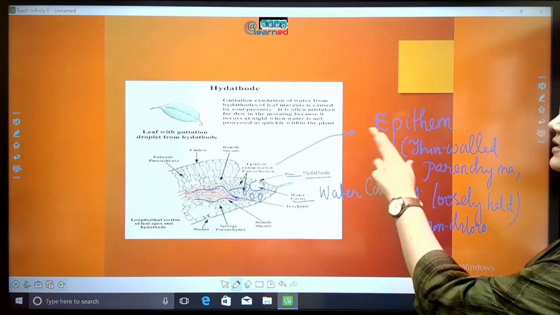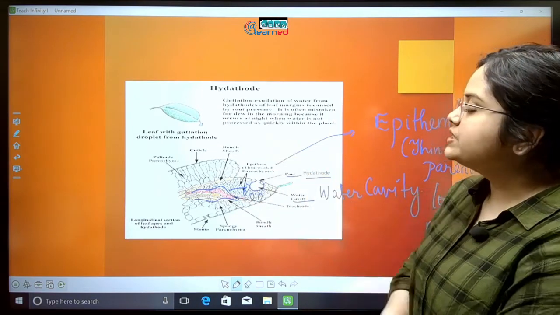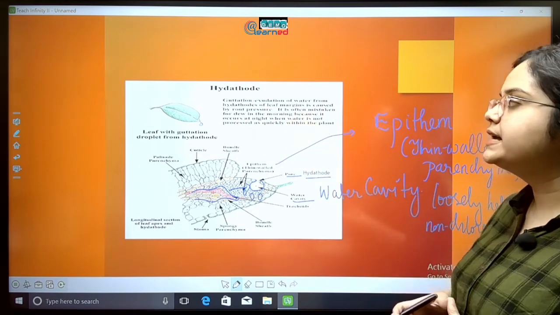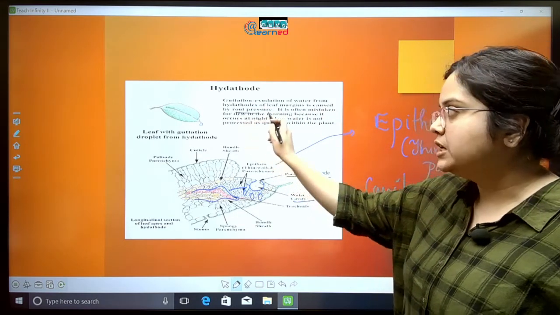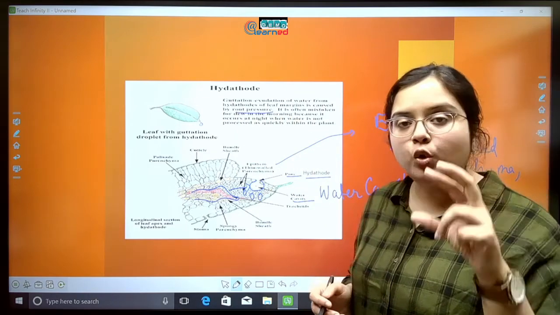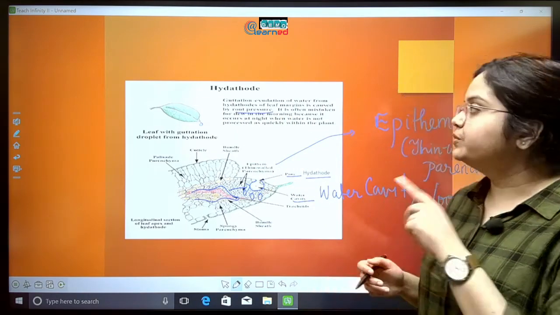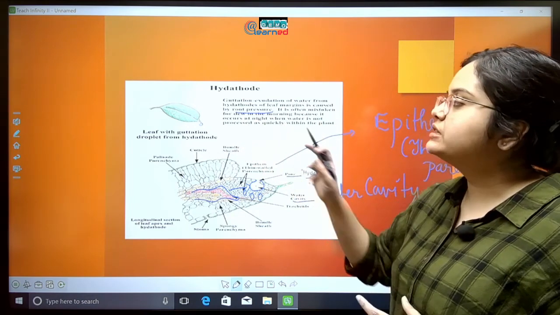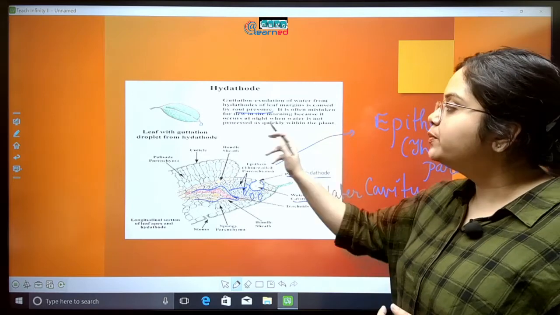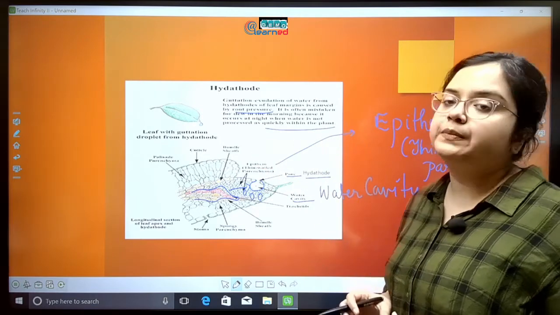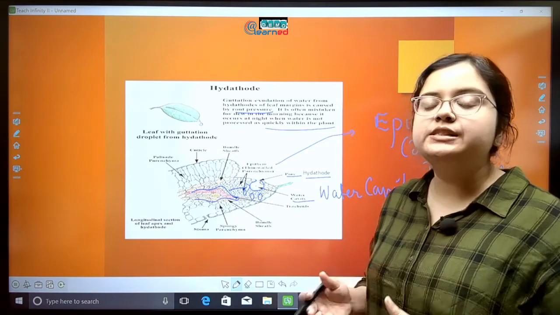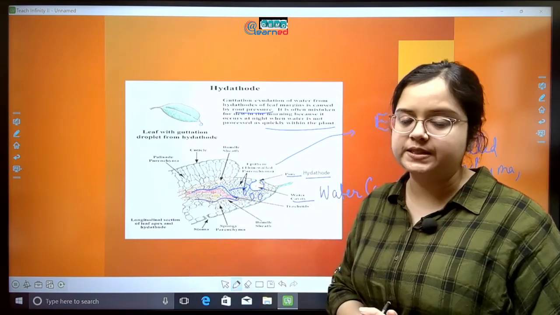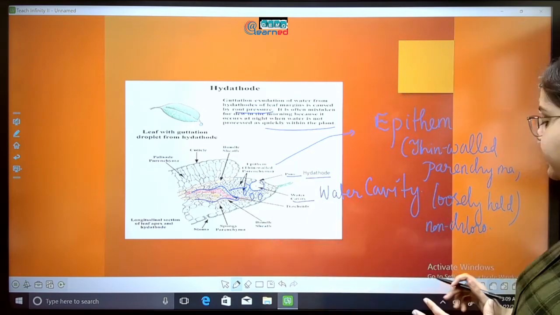So this is the structure of hydathode. What is written? Guttation or exudation of water from hydathodes of leaf margins is caused by root pressure. So, if root pressure is high and transpiration is low, guttation will occur. It is often mistaken for dew in the morning because it occurs at night when water is not processed as quickly within the plant, so the water is not getting used up in photosynthesis. Excess water is there in the plant.